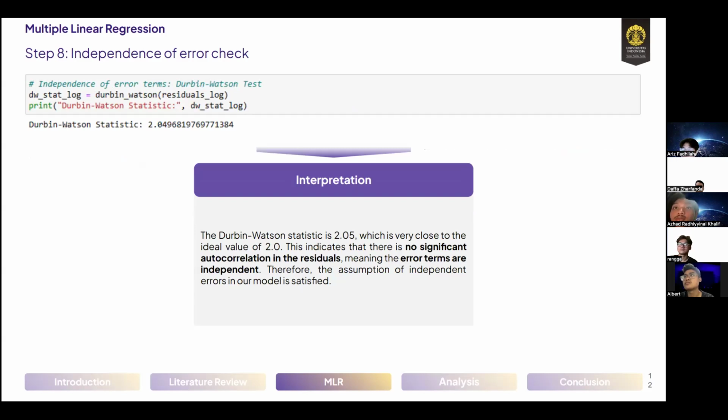So here is the coding, and the Durbin-Watson statistic is 2.05, which is very close to the ideal value of 2, and is in the range of 1.5 to 2.5. So this indicates there is no significant autocorrelation in the residuals, meaning the error terms are independent. Therefore, the assumption of independent errors in our model is satisfied.